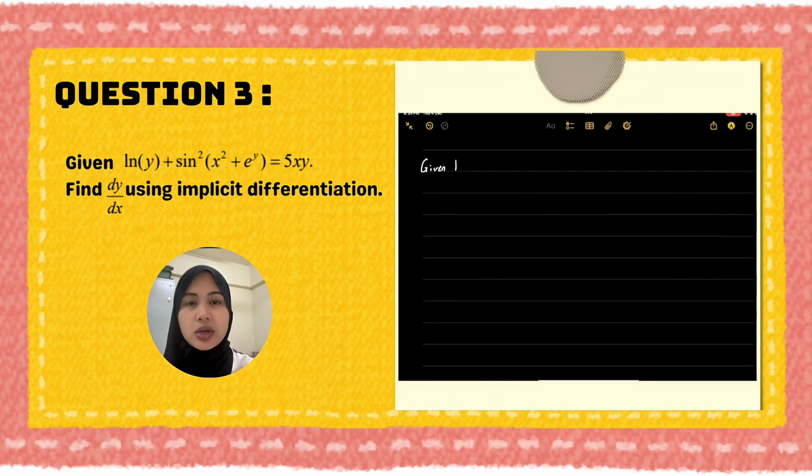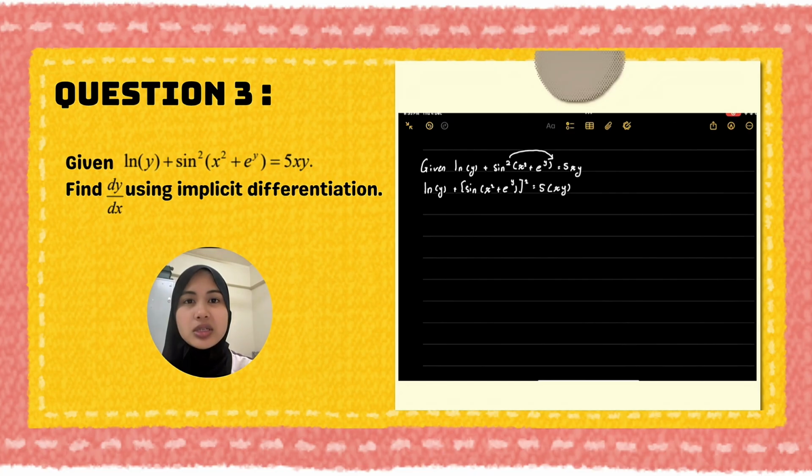I will explain how I differentiate the equation given: ln y plus sin²(x² + e^y) equals 5xy. First, I bring the power of 2 to the back, and because the equation has both x and y, I use implicit differentiation. This means every time I differentiate a term involving y, I must multiply by y prime.